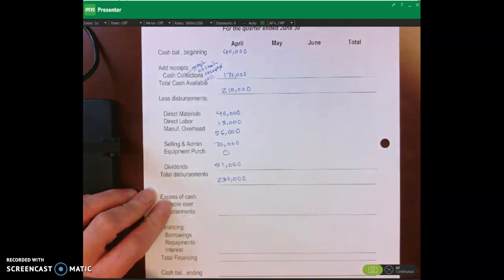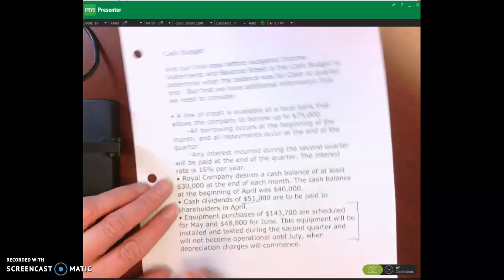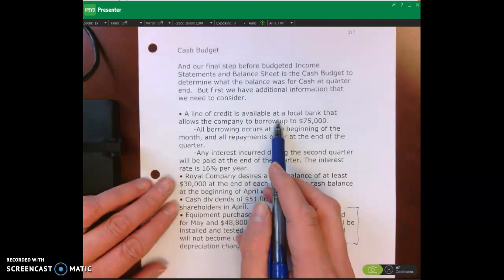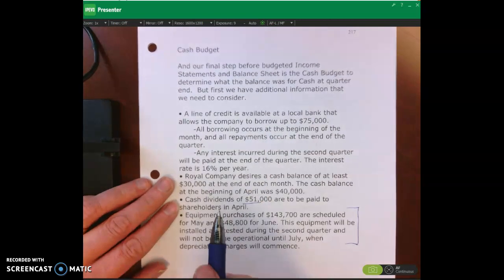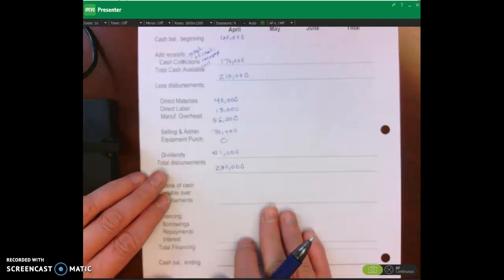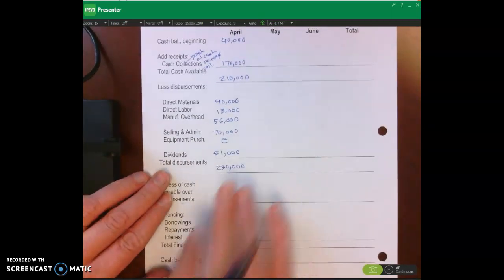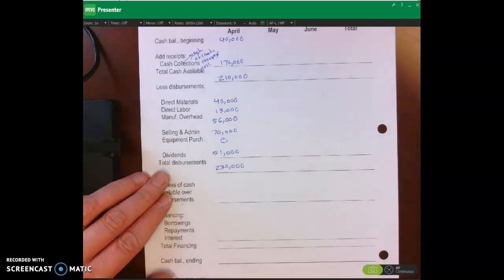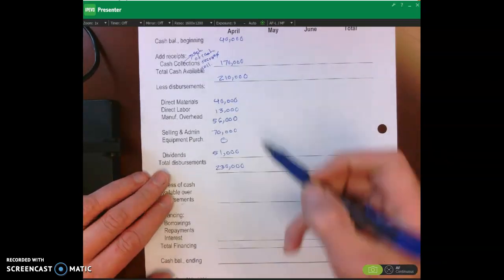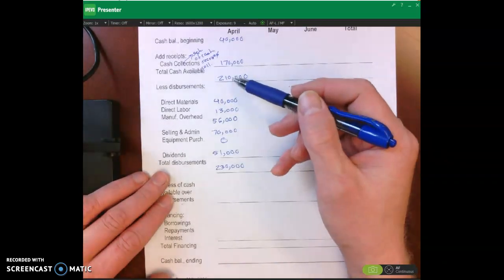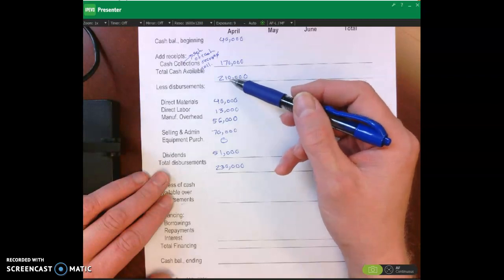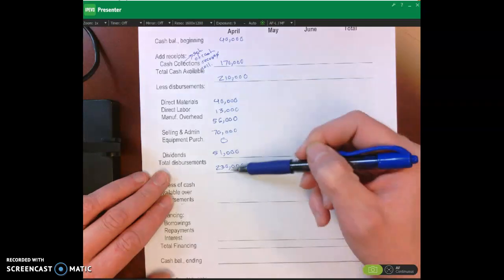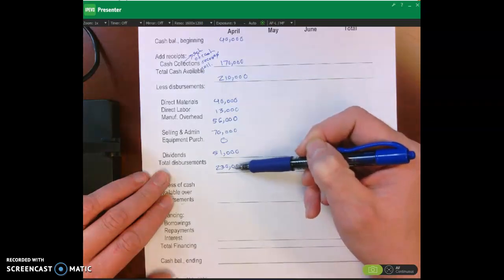So what do we need to do? We need to go to our line of credit and borrow money from the bank during April. Okay? How much do we need to borrow? Well, we have to borrow at least $20,000 because if we borrow $20,000, that means we have cash available of the 210 plus the 20, which means 230, and then we can meet our obligations right over here.